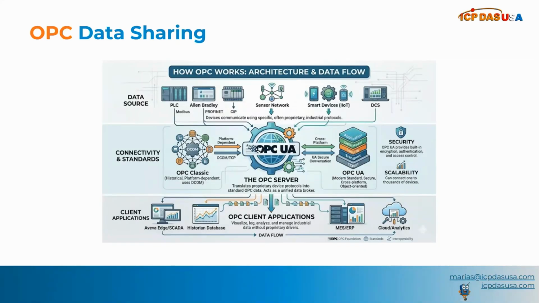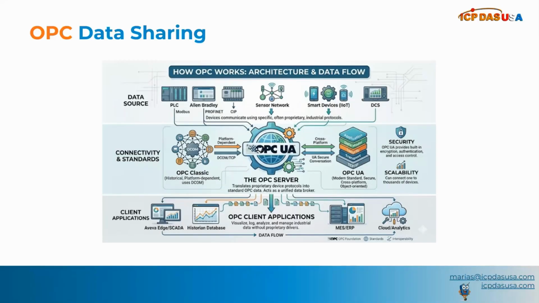OPC server solves this. It's the translation level, and it acts as the heart of the system. It functions as a unified data broker by collecting those various proprietary protocols and translating them into a single standardized format, such as the modern OPC UA standard. This middle layer is critical because it eliminates the language barrier between brands, ensuring that a sensor from one manufacturer can be understood by a controller from another.